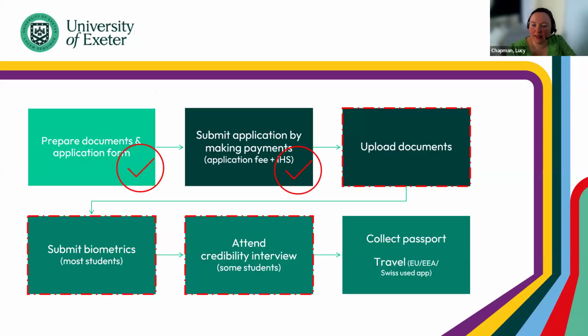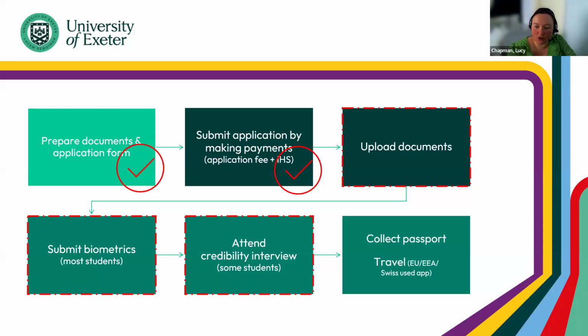Okay, let's continue the application journey. After the payments, you'll be asked to upload scans of your supporting documents. Then most students will be directed to book an appointment to submit their biometrics. That's to submit your fingerprints and a digital photograph is taken. In some countries, you'll be instructed to leave your passport at the visa application centre at the same time. In other countries, you'll be given instructions to post your passport.